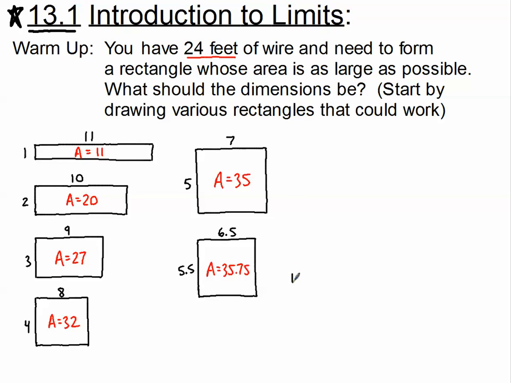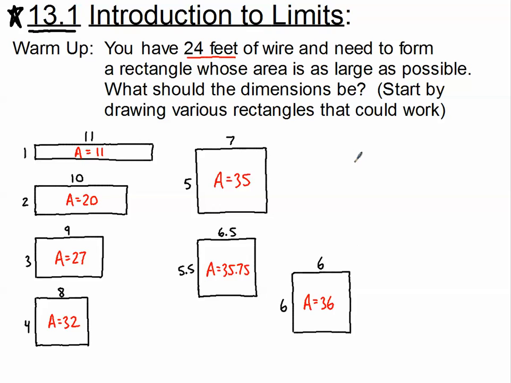Question is, could I do a square, 6 by 6? Is that a rectangle? Because that does have a very large area. In fact, it has the largest one that we could have, 36 square feet. And yes, this is a rectangle. The definition of a rectangle, you have to have 4 sides and you have to have 4 right angles. So a square is a rectangle. So this is a nice illustration of today's topic, which is limits.